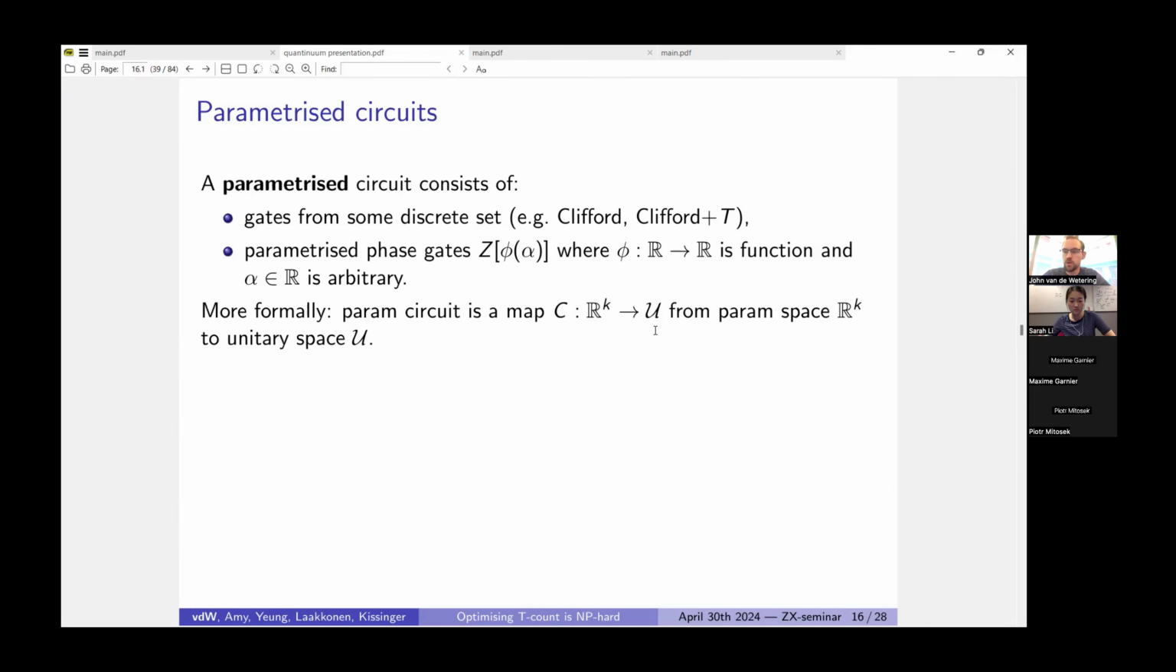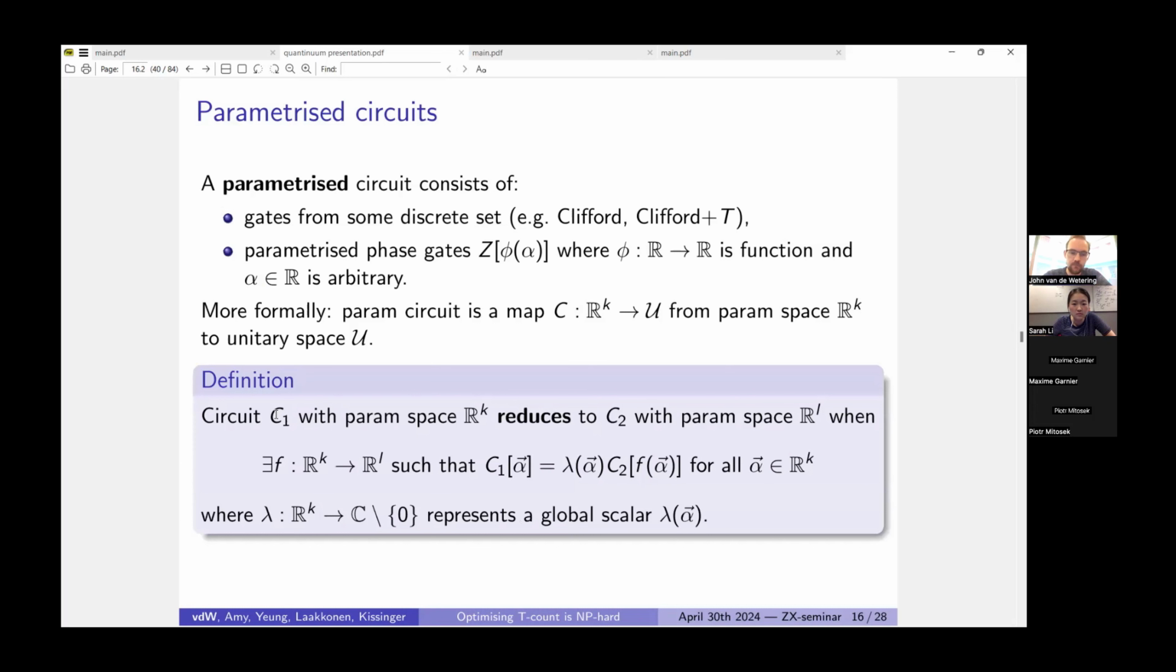Now I want to talk about optimization of parameterized circuits. So we need to define what it even means for parameterized circuits to be equal to each other. And the way we define this is by saying that parameterized circuits can reduce to each other. I say that a parameterized circuit C1, which has some parameter space R^k, reduces to C2, which has parameter space R^l, when I can find a parameter map which maps the first parameter space into the second parameter space, such that we have the following equality.